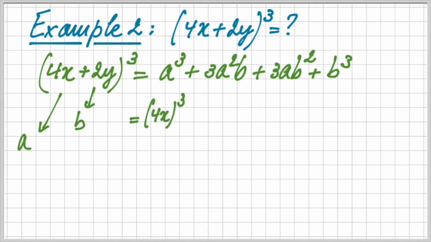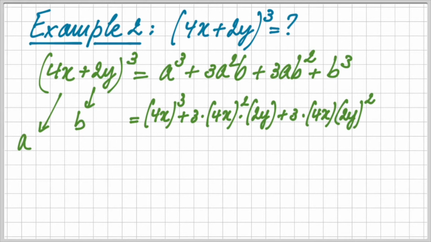We replace a by 4x, so we find (4x)³ plus 3 times (4x)², and we replace b with 2y, so we have 3 times (4x)² times 2y plus 3 times 4x times (2y)², and finally (2y)³. So now what remains is to calculate those numbers exactly.